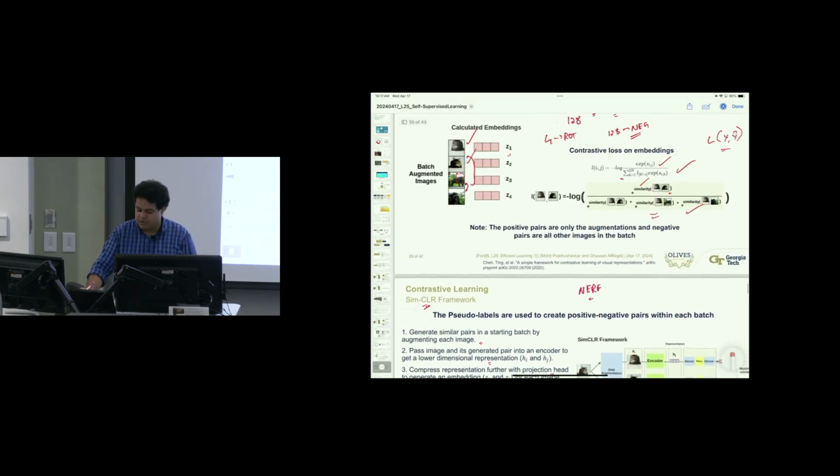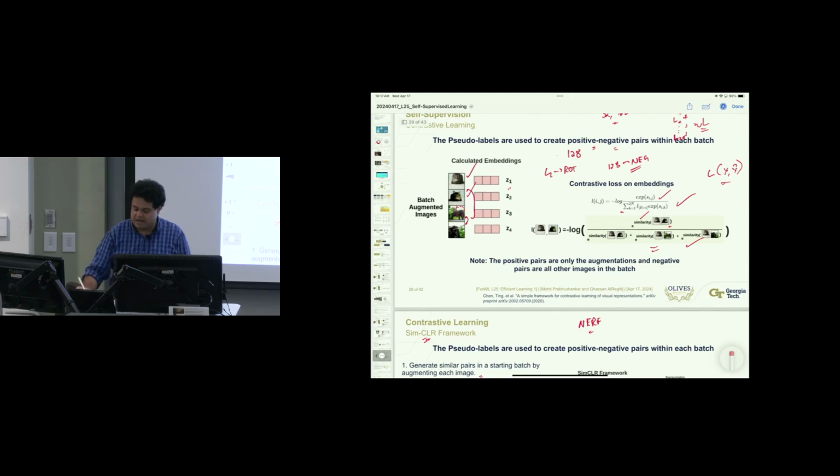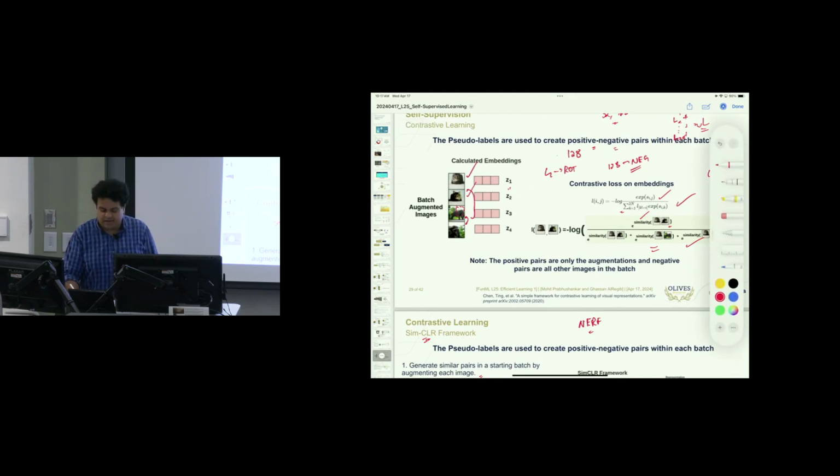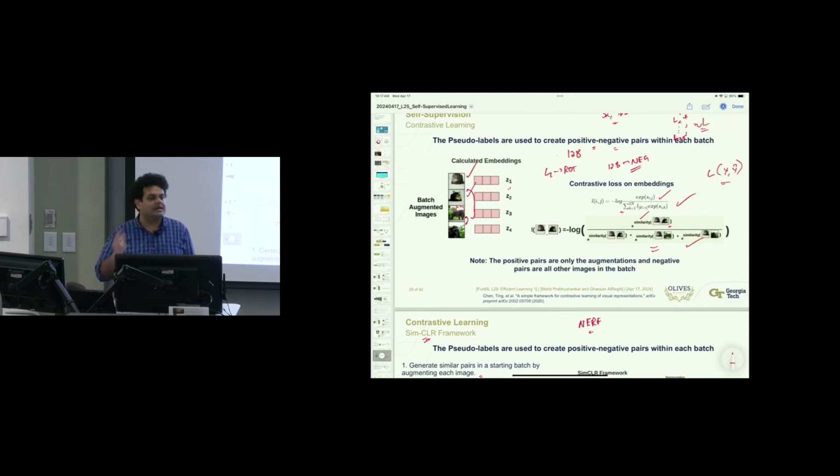Again, a very important difference here is that instead of looking at each image separately, in contrastive learning, we take contrast between images. It's positives up top, and it's going to be negatives and positives at the bottom in your denominator.